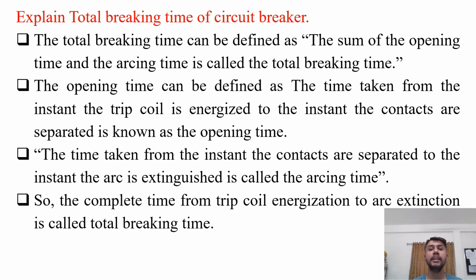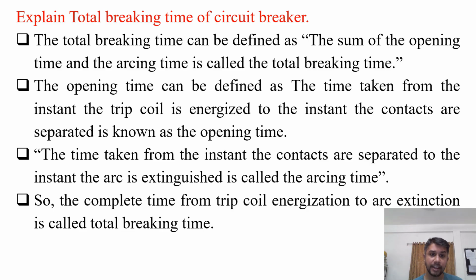Explain total breaking time of circuit breaker. The total breaking time can be defined as the sum of the opening time and the arcing time. Now the opening time can be defined as the time taken from the instant the trip coil is energized to the instant the contacts are separated.